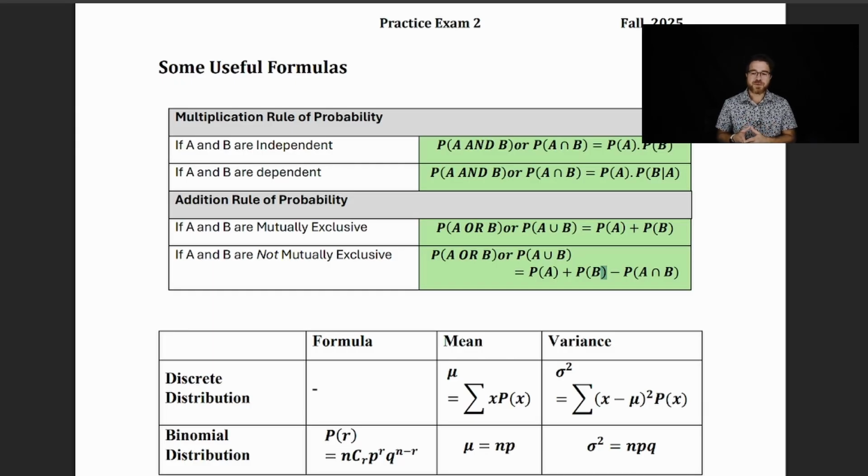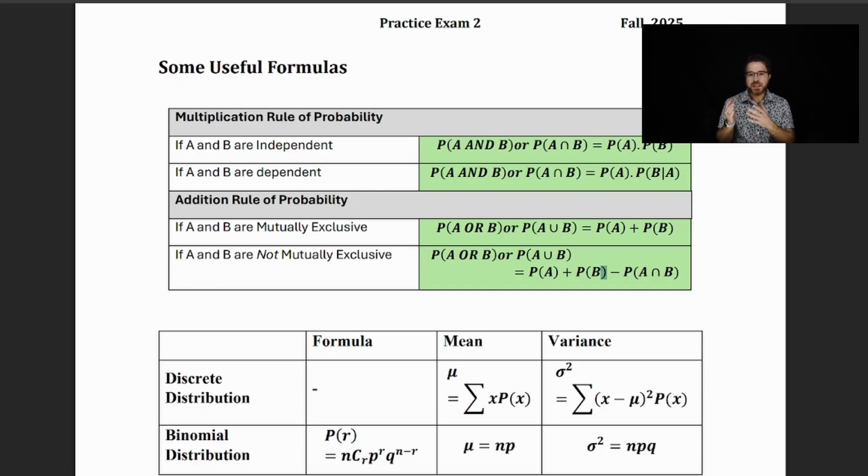So from Chapter 3, which is on Introduction to Probability, we have our multiplication rule for probability for two scenarios, where A and B are independent and where A and B are dependent. When they are independent, the probability of A and B is just equal to the probability of A times the probability of B. If they are dependent, then it will be the probability of A times the probability of B given A, or the probability of B times the probability of A given B.